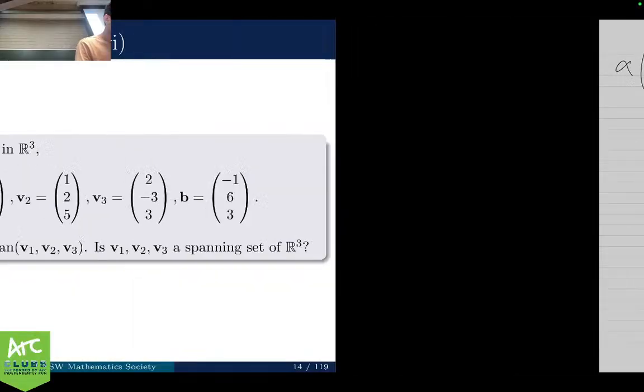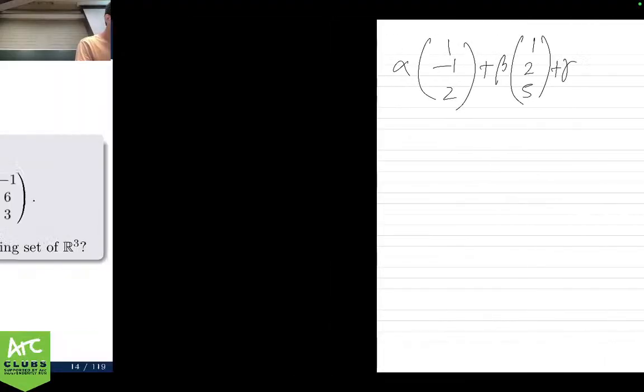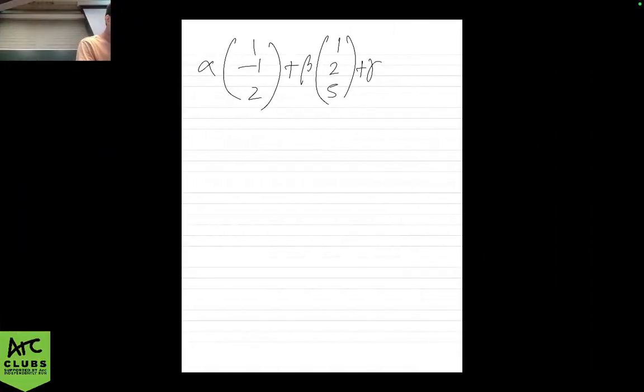So I know that B must be, let's call them different letters, so let's say alpha times the vector 1, negative 1, 2, plus beta of 1, 2, 5, plus gamma of 2, negative 3, 3, should equal my vector B. So it's negative 1, 6, 3.